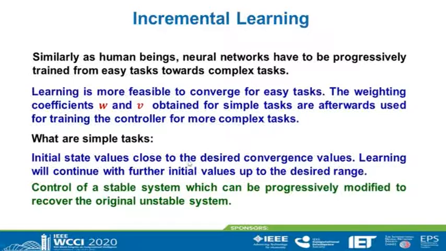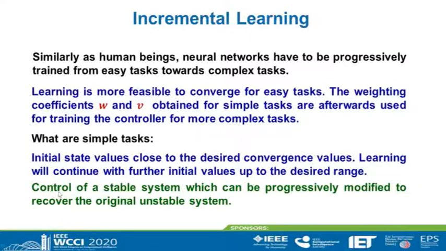After we train the neural network for this condition, we continue training the neural network with initial states farther from the desired convergence values. After that, we continue with farther and farther initial states until finally we cover all the desired range of initial states.